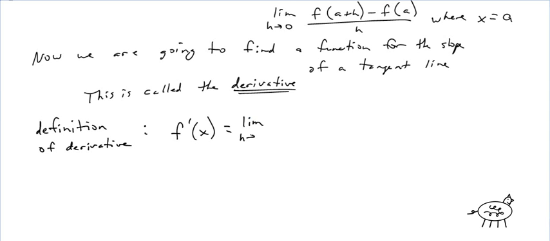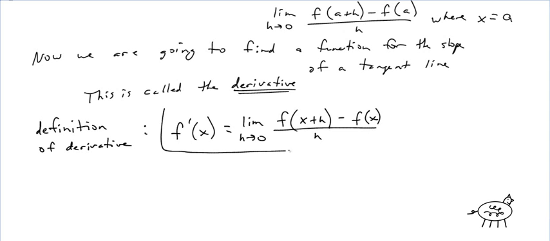as h approaches 0. So it's kind of the same thing, math fans. And really, watch this. Instead of a, because remember a was a value at that point, now I'm just going to put the variable in there because I want a function. So it's f of x plus h minus f of x, all over h. Okay? This is the definition of the derivative. This is huge.